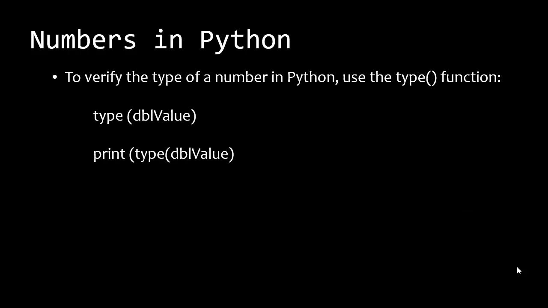To verify the type of number in Python, you can use the type function. If for some strange reason in your program you want to know what type is actually in a particular variable, you can type in type and put the variable name in there. As you see afterwards, I have print type and the variable in there.